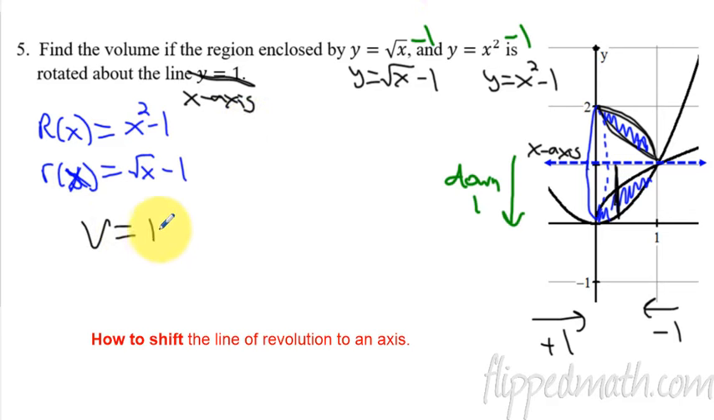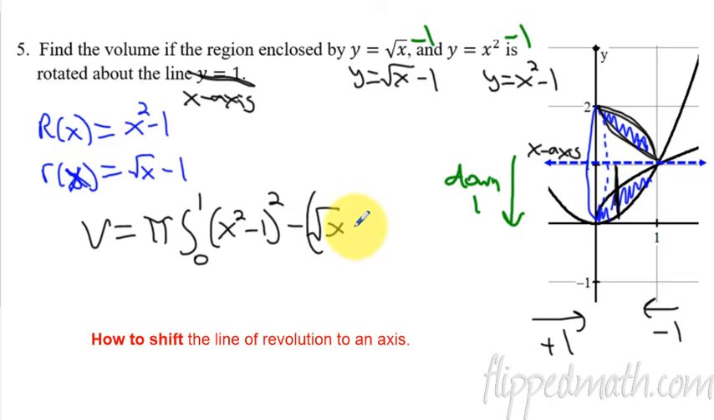Volume equals pi from, the x values don't change, still from 0 to 1. But now I'm just going to take this one, my large is x squared minus 1, quantity squared, minus the square root of x, put it in parentheses, square root of x minus 1. There's my little radius squared with respect to x. Okay, so there's my answer.